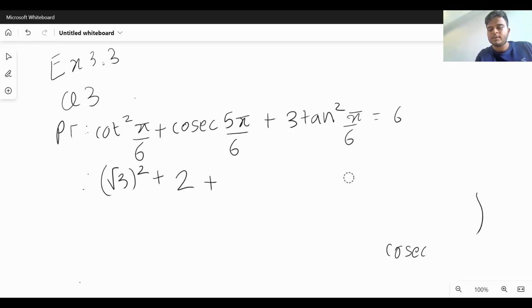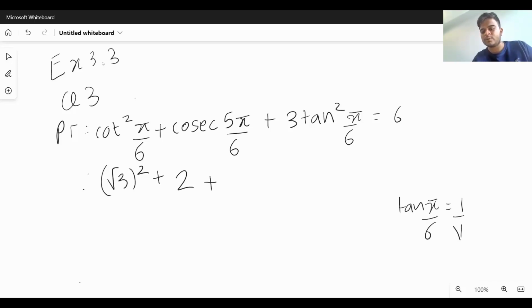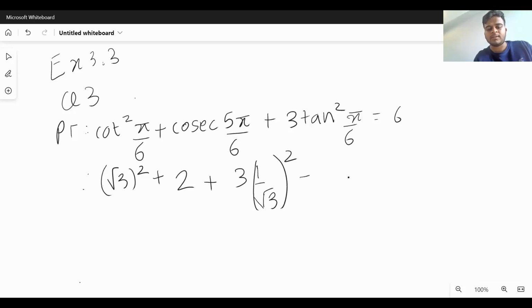Moving on, 3 into tan square pi by 6. We know that tan pi by 6 is 1 over root 3. Plug this value into the equation. When you do that, square this, 3 plus 2 plus 1, that comes to be 6. And that is the RHS as well. So this is also proved.